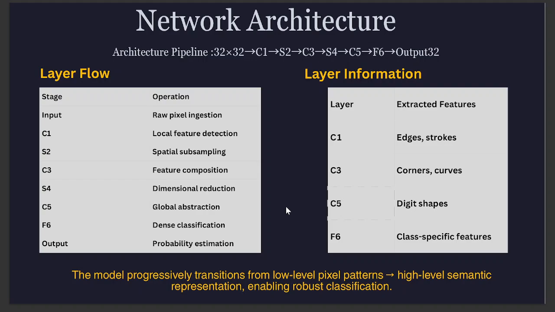Next to this, we have the C5 and F6 layer, the dense classification layer, and then the output layer. This has 84 neurons, then finally 10 outputs going into a softmax, a probability distribution. The digit is recognized, all with just 61,750 parameters, and in 1998 without GPU.